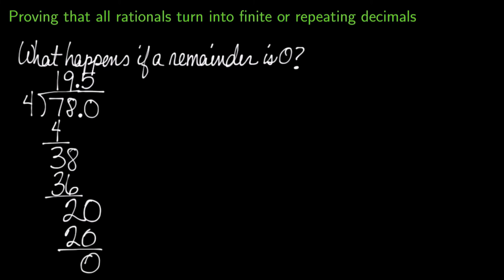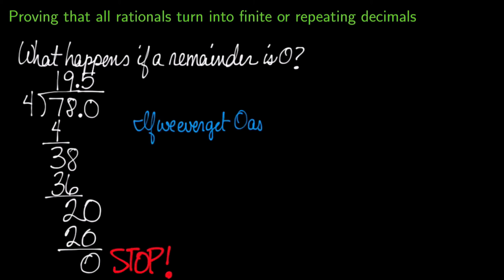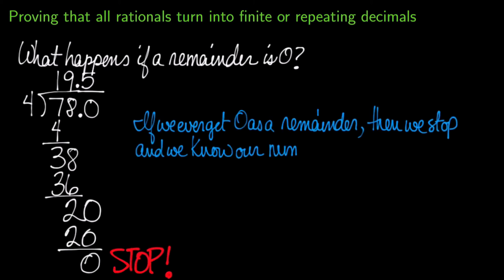And you think that's really weird, but it's not weird at all. You actually get to stop, right? That's how long division works. So if you ever get a 0 as a remainder, you stop dividing, and then you know that your rational number was actually a finite decimal. That's actually great. That's easy.